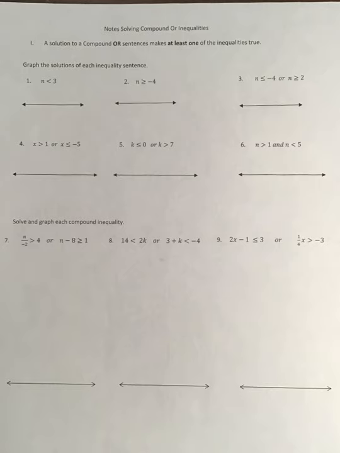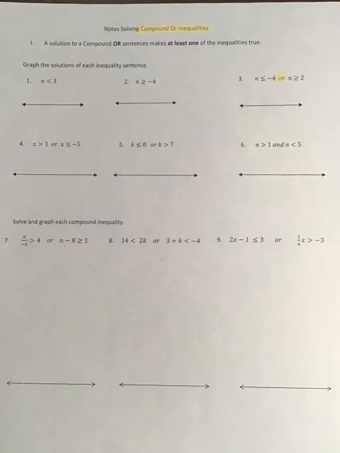Okay, so today we're learning about compound or inequalities. A compound sentence is when you're joining two complete sentences with a conjunction. And today we're looking at two complete sentences with the conjunction or. Tomorrow we will look at compound and inequalities.